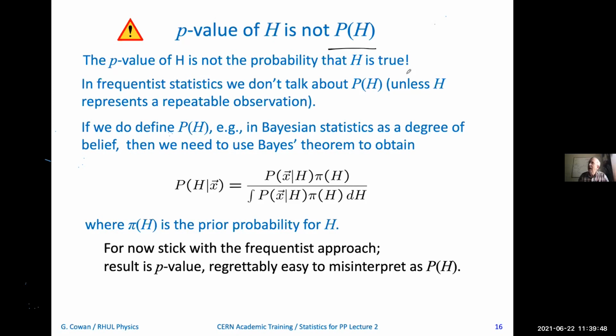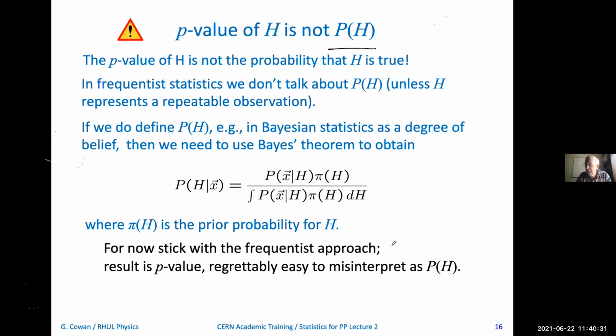And so you might be thinking, well, how about if I were Bayesian? Then I can talk about the probability of the hypothesis. Then maybe the p-value is like the probability of the hypothesis. No, still wrong, all right? If you're a Bayesian and you want to talk about the probability of the hypothesis, then you have to use Bayes' theorem. You would say that the probability of the hypothesis given the data X would be found from P of X given the hypothesis times the prior probability for the hypothesis. So even a Bayesian would need a prior probability for the hypothesis. And this p-value does not involve a prior. So for now, we're just going to stick with the frequentist approach.